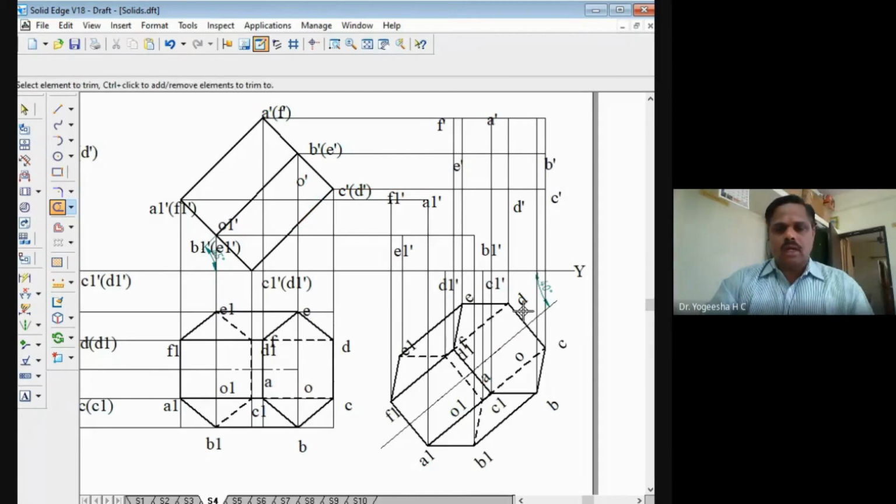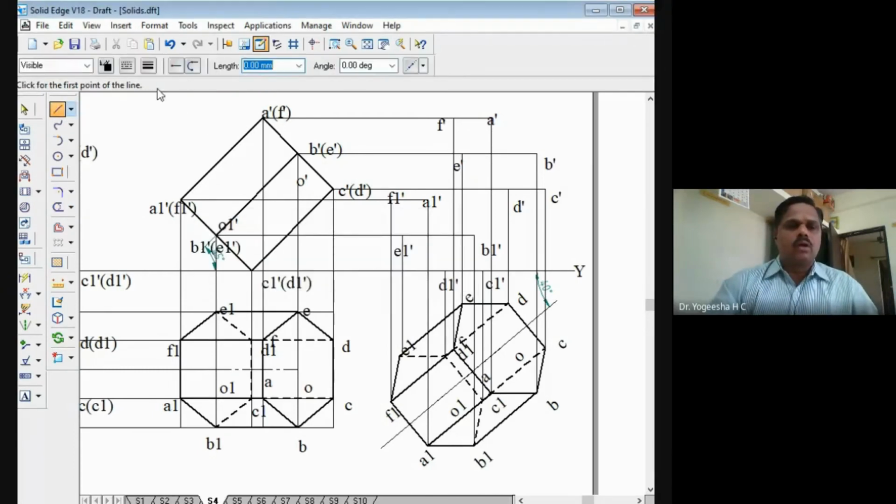So projector line drawn from A dash is correct, B dash up to here only. Then C dash here. So these two lines are not required, I'll trim off. Then D dash, okay. E dash up to here only. Then F dash here. So this D dash is not required. So this is extra. I'll trim. Outer edges will join with a thick line. Take the line tool. Choose thick line only. Then we'll join these outer edges.